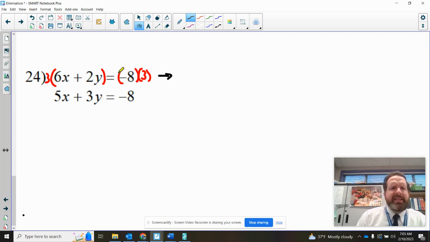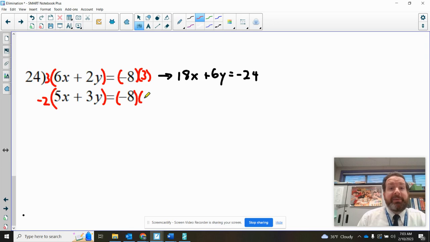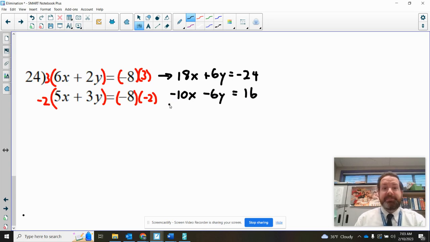Let's actually look at how that plays out right now. 3 times 6x is 18x. 3 times 2y is plus 6y. 3 times negative 8 is negative 24. That means down here, I want to have the opposite, a negative 6y. So to turn a 3 into a negative 6, let's multiply by negative 2 and see what happens. Negative 2 times 5x is negative 10x. Negative 2 times 3y is minus 6y. And negative 2 times negative 8 is plus 16. So we've got our set of opposites.